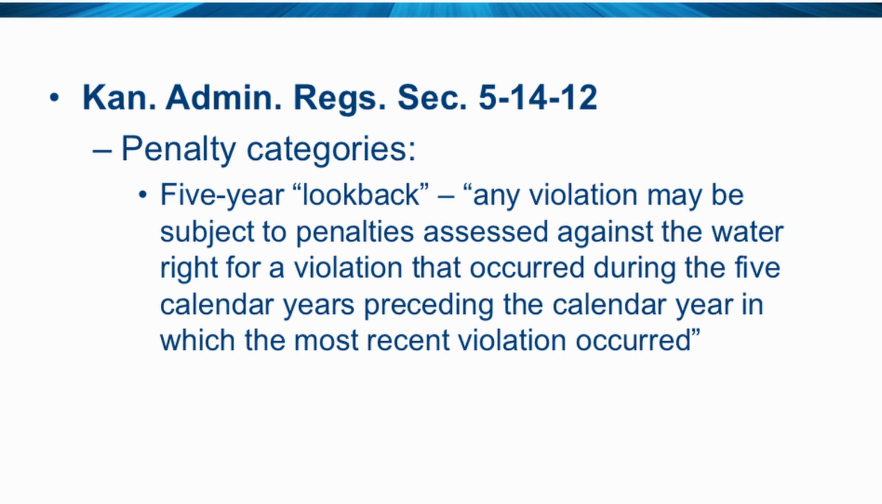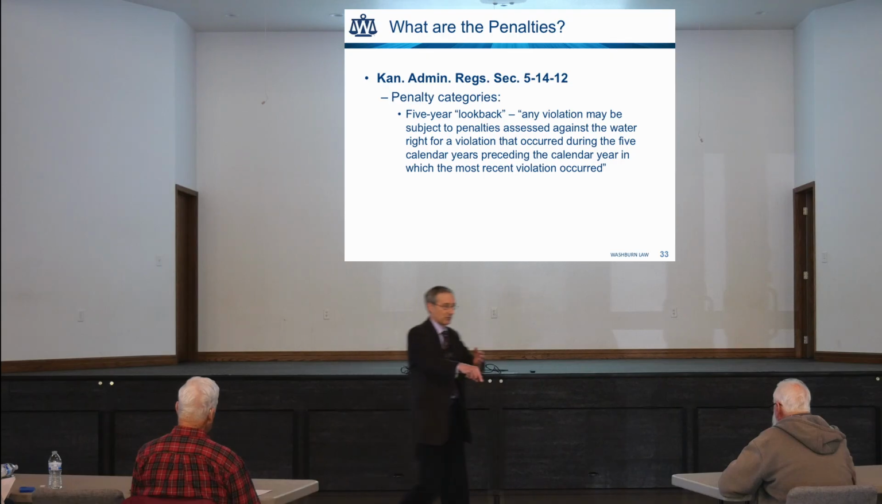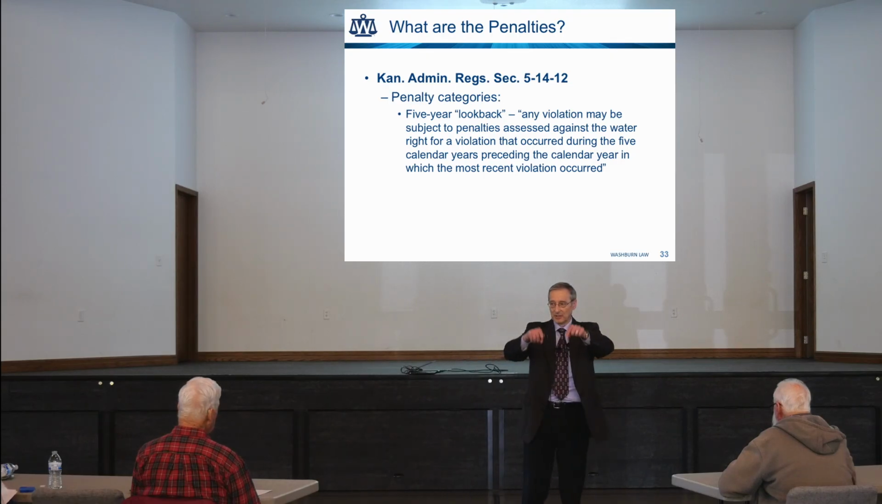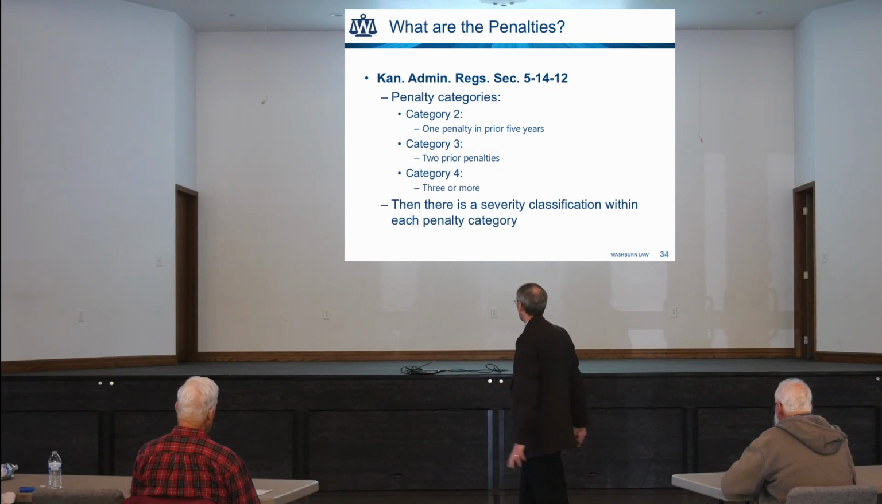And what the reg says is any violation may be subject to penalties assessed against the water right for a violation that occurred during the 5 calendar years preceding the calendar year in which the most recent violation occurred. So the state's going to look back 5 years. Are there any previous violations in that 5-year window associated with that water right? That will tell the state in which category you're in, and the category that you're in is going to set the penalty. All right, so here's the structure.